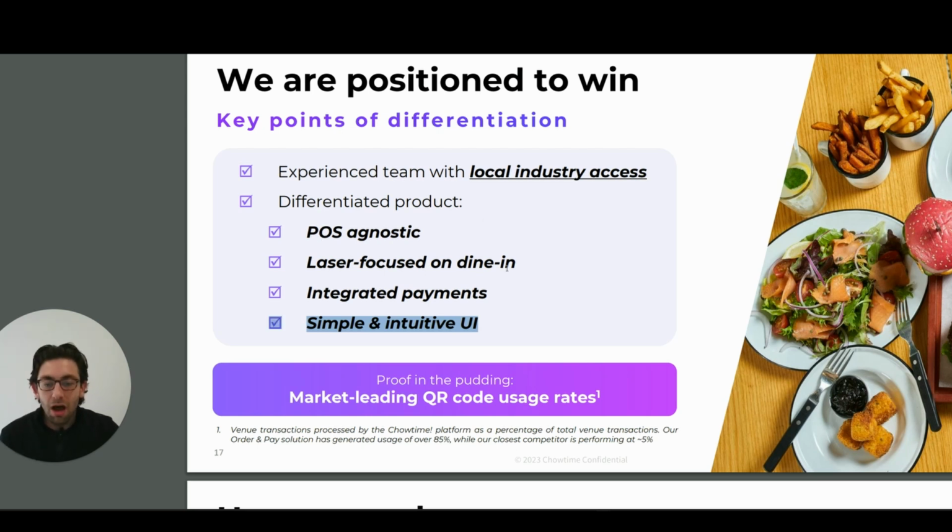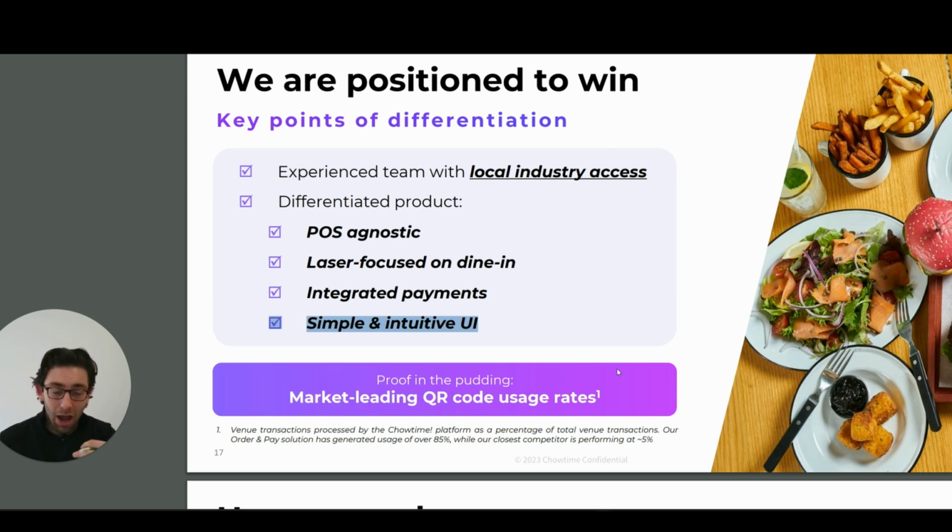Finally, all of this stuff is backed up by data that we've generated in the market. With competing solutions that we're trying to differentiate against, when they were implemented in venues, the percentage of orders that customers placed through those apps was only 5% of the total number of orders, the total value of orders that restaurant processed in a given day or a given month. If a restaurant served 100 orders a day, only 5 of them went through the competing apps in the venues in which those apps were deployed.